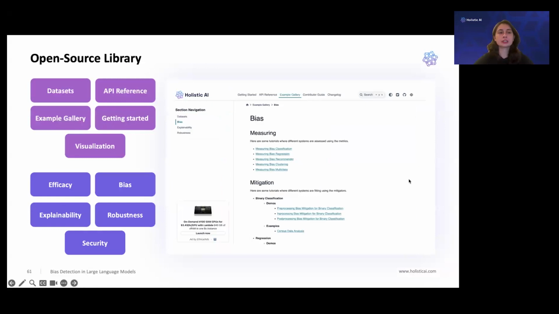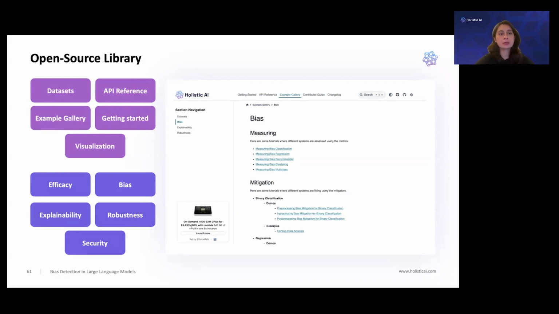Another thing I wanted to mention is the Holistic AI open source library, which was developed by the Holistic AI research and engineering team, and it has recently gained recognition within the AI community as a very valuable tool for responsible AI development. This library encompasses all aspects of responsible AI. Currently, it supports traditional machine learning tasks such as binary and multi-class classification, regression, and clustering. And we are actively working on incorporating LLMs into this library as well.